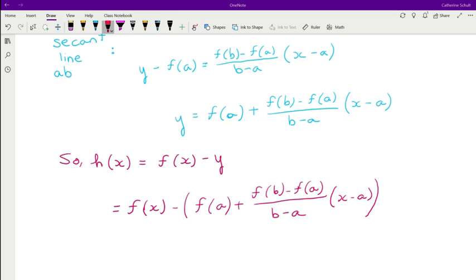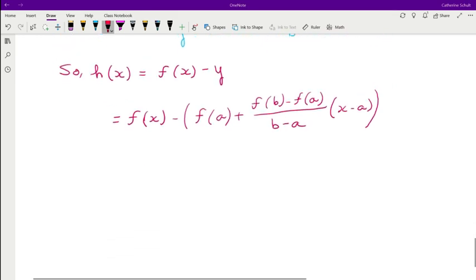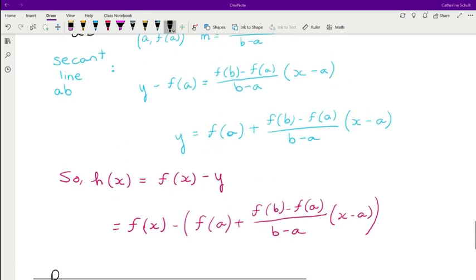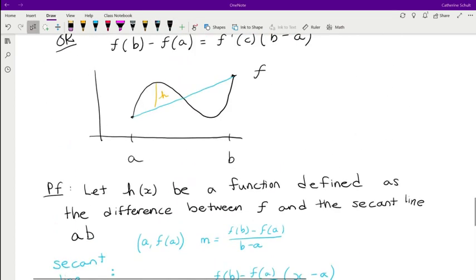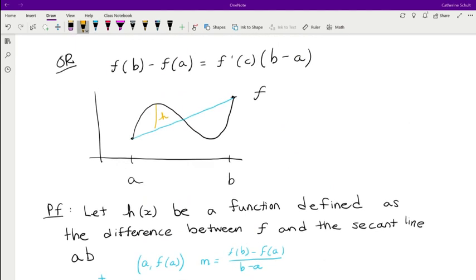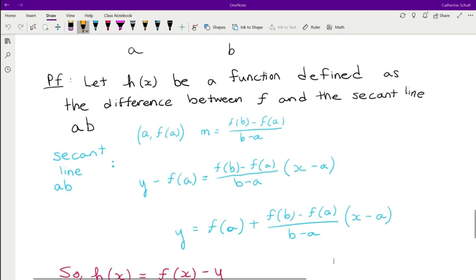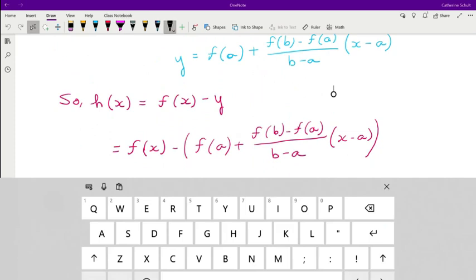And we're going to use Rolle's theorem now. And let me show you why we're going to use Rolle's theorem on h. If we look at h, coming closer to the point A, the difference between the function and the secant line is 0 at f of a. And likewise, if we go closer to B, h gets smaller and smaller until the difference between the secant line and the function at point B is also 0. So we're going to be able to use Rolle's theorem.